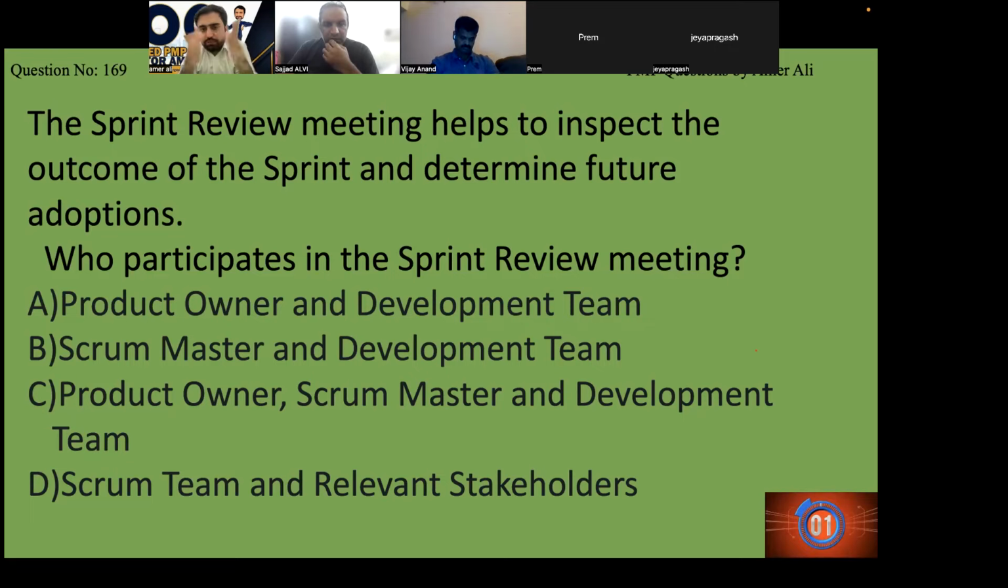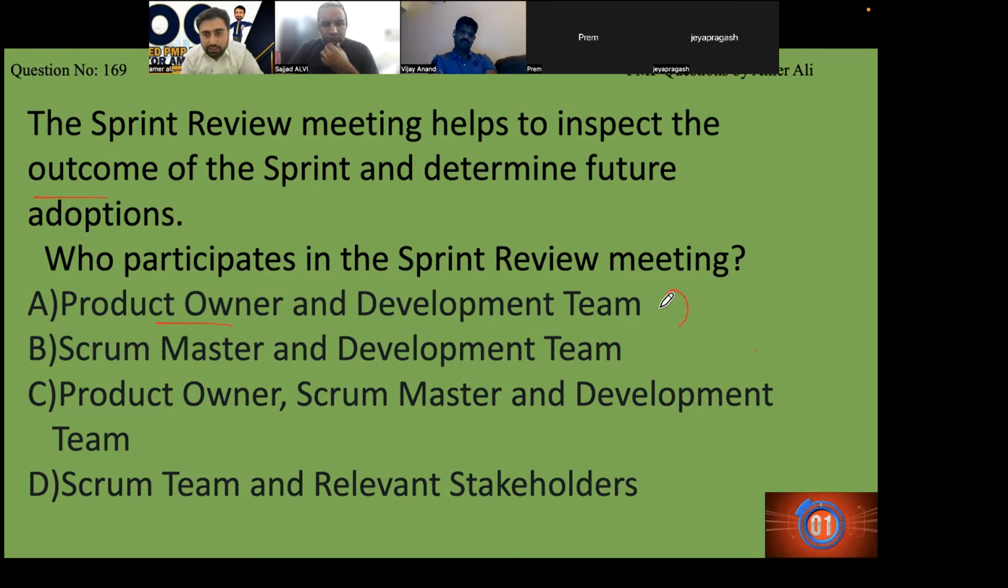Who participates in the sprint review meeting? Very straightforward question. The sprint review meeting helps to inspect the outcome of the sprint and determine future adaptation. Like what we need to do then. Okay, who participates? Product owner. Yes, that is the right answer.